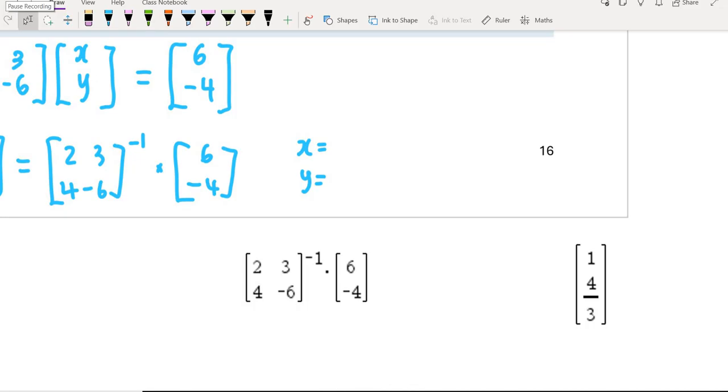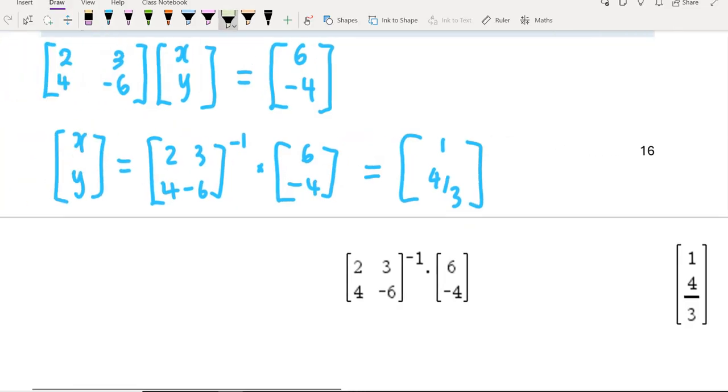Alright, so hopefully this is what you have. I ended up with this: I've got 1 and then 4/3. Because we put the x on top, the number that's on top corresponds to our x value, and the number on the bottom corresponds to our y value.